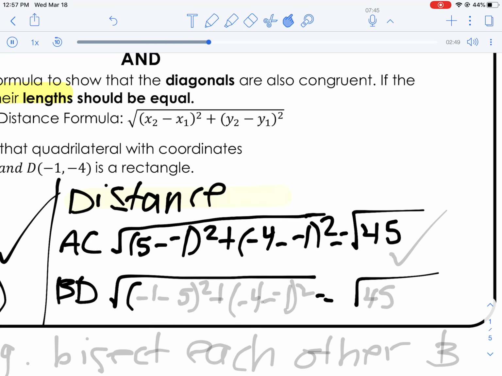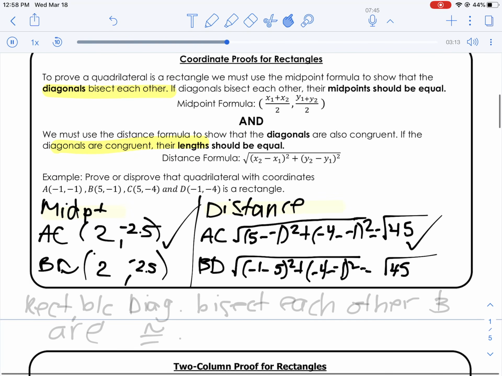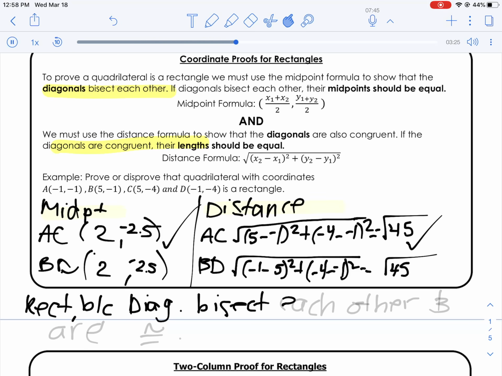For BD, we would then have -1 minus 5 squared plus -4 minus -1 squared. So that would be, again, -6 squared is 36. And then 9, so that's a radical 45. They have the same distance, so yes, it's a rectangle. So remember, your conclusion here would be: rectangle because diagonals bisect each other and are congruent.